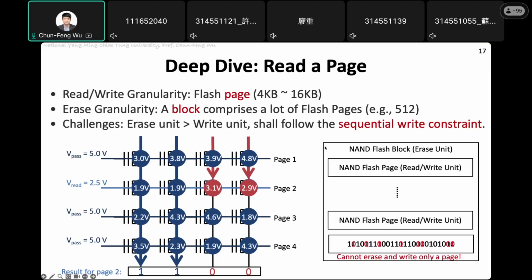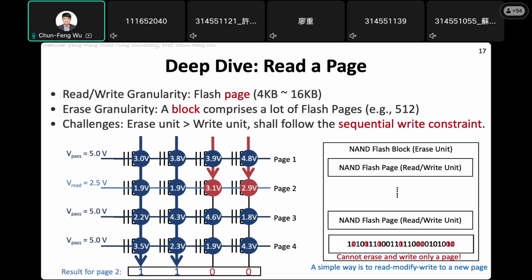Then the overhead will be super high. So a workaround is that you don't write here. You just read out this patch, and then you modify it in some other place, not in the block. Usually that will be in the DRAM for the SSD. So you modify in the DRAM, get the new data, and then write it to a new place. So you don't really need to update in place. People call this out-of-place update. You update the data out of the place.